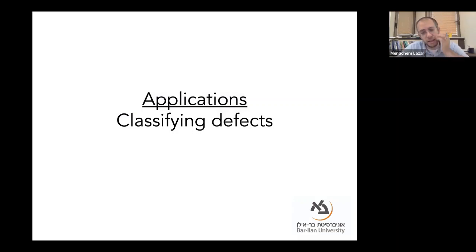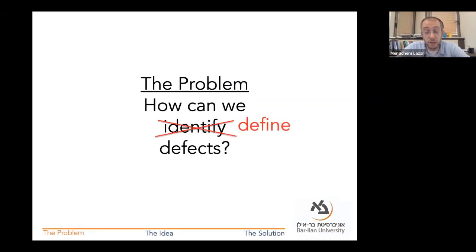Goes back to the question of classifying defects. Oh, oops, that was supposed to be a transition. But I'd mentioned the question earlier: how do we identify defects? But I never really told you what a defect is, and we never had a definition. And the reason I didn't is because there aren't any.